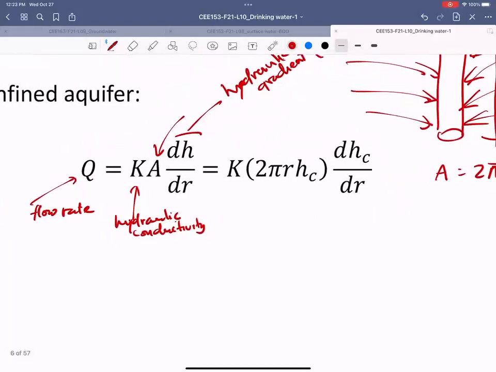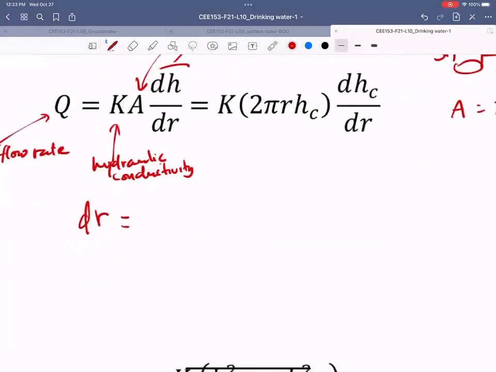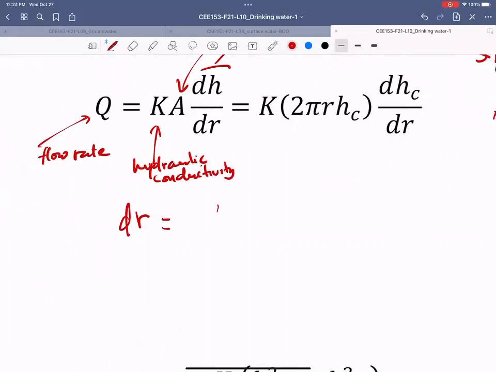So if you substitute this one, then all you have to do is solve for H and R. So if you write these equations, what you get is dr over r, because there is an r here, and the dr, if you take it to the other side, so dr over r is K 2 pi over Q times dH.